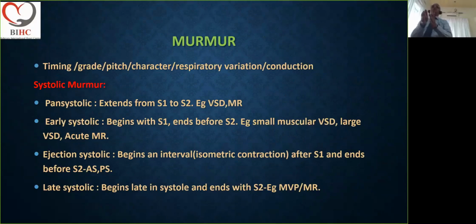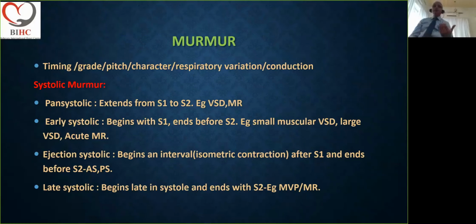It's ejection systolic when there is an interval after the A2 for the sound to occur, or an interval after the P2 also. On the left side, the ejection systolic murmur occurs after S1 and ends before A2. On the right side, it occurs after S1 and ends before P2. On both sides, there is a short gap.